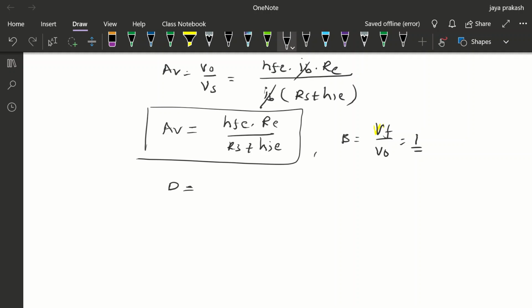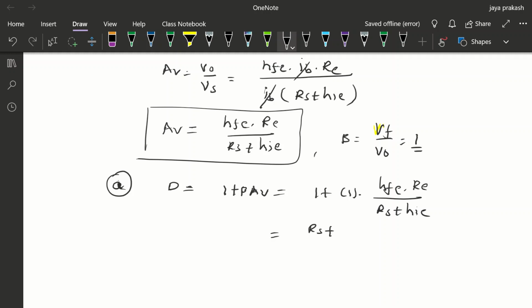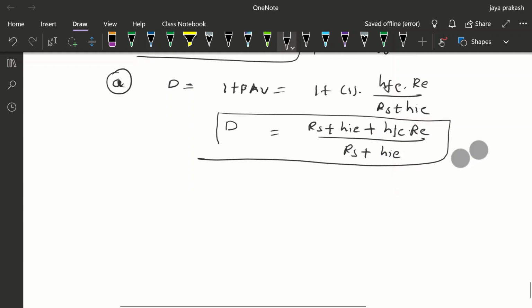First we are finding the desensitivity factor D. D is equal to 1 plus beta into AV. That is 1 plus beta value, which is 1, times AV, which is HFE into RE by RS plus HIE. So this is equal to RS plus HIE plus HFE into RE, by RS plus HIE. So this is the desensitivity factor D.